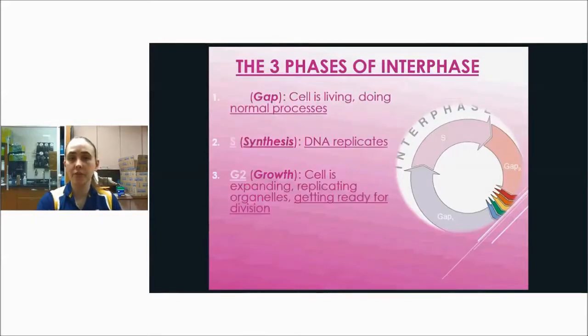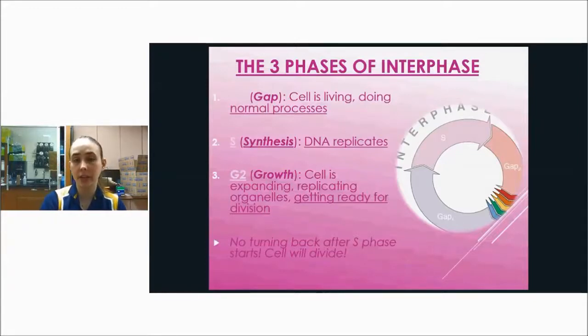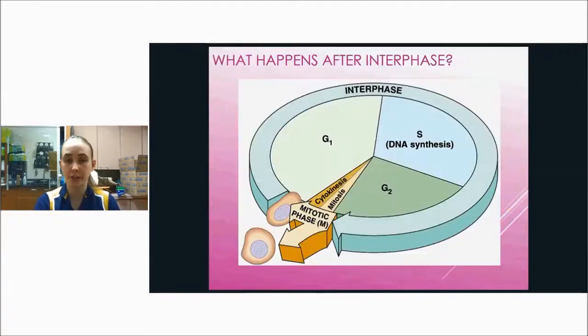So the 3 phases of interphase: G1, the cell's living and doing its normal processes. S phase, synthesis, is where the DNA replicates or duplicates. They mean the same thing. G2 is growth. The cell is expanding, replicating organelles, and getting ready to divide. And like I said before, there's no turning back after the S phase. The cells will go through division.